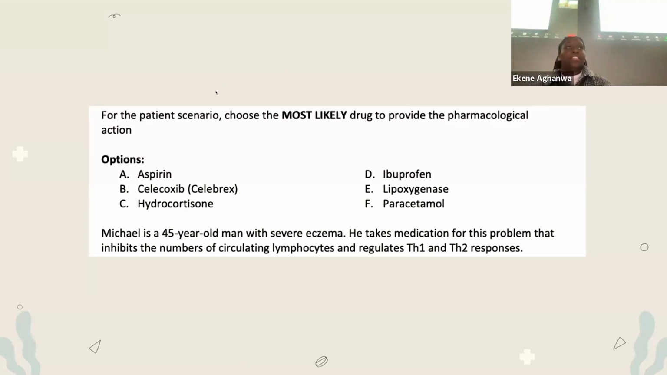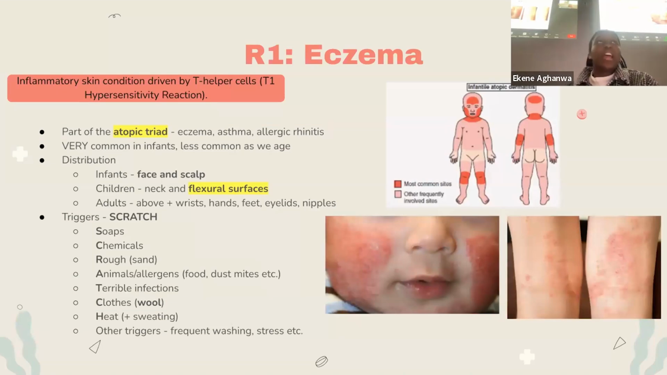Yep, so we've got some answers. To those of you who said C, good job. C is hydrocortisone, and we'll talk about that more now. Okay, so eczema is an inflammatory skin condition that is driven by T helper cells in a type 1 hypersensitivity reaction. Eczema is part of the atopic triad.